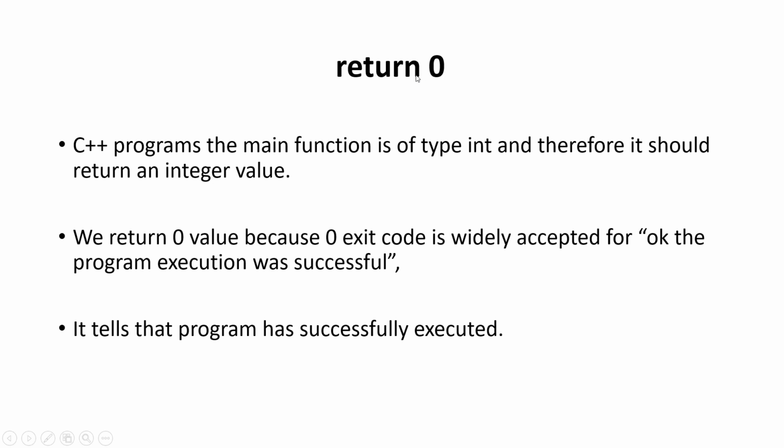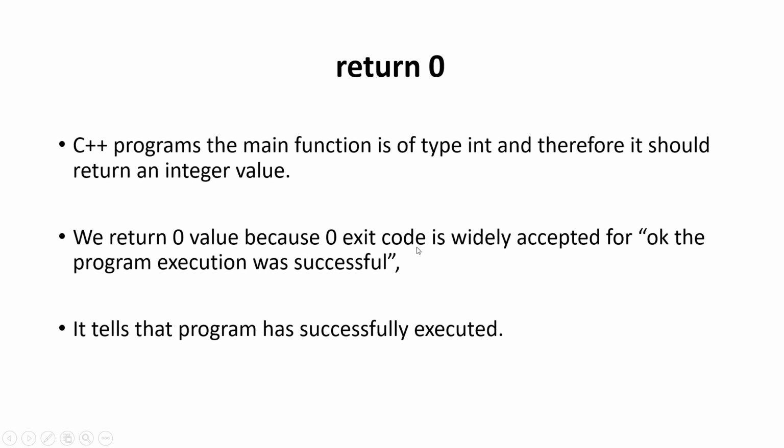Return 0 that we give at the end of the program. In a C++ program, the main function is of type int and therefore it should return an integer value. Return 0 means 0 is an integer and the main function of the program is int, so we have to give 0 or any other number. We gave 0 because 0 is an integer.